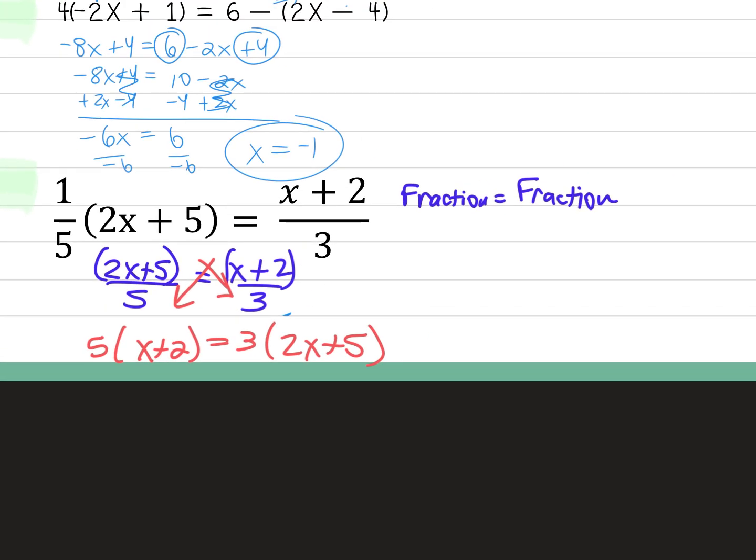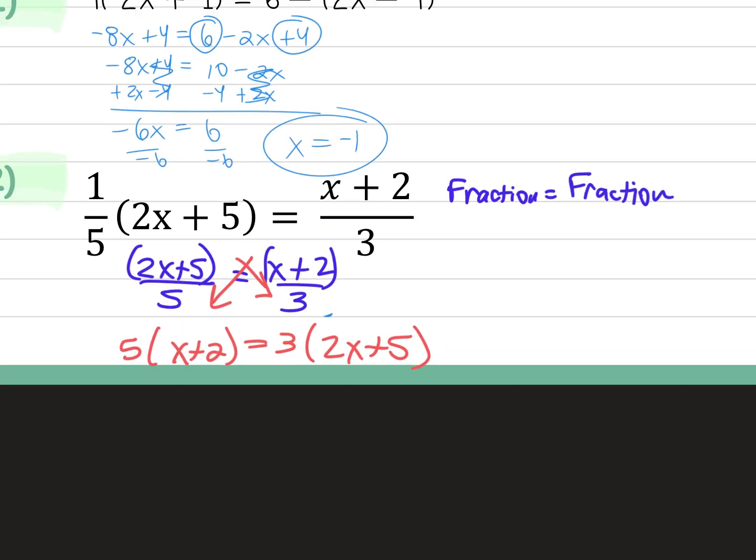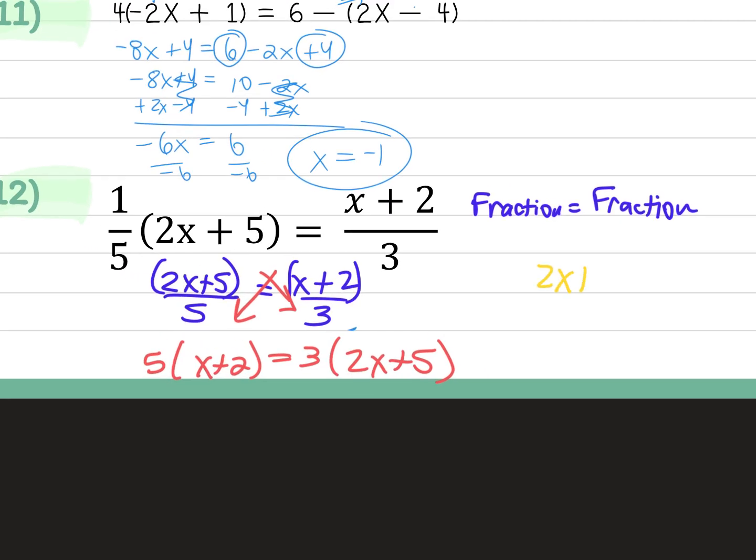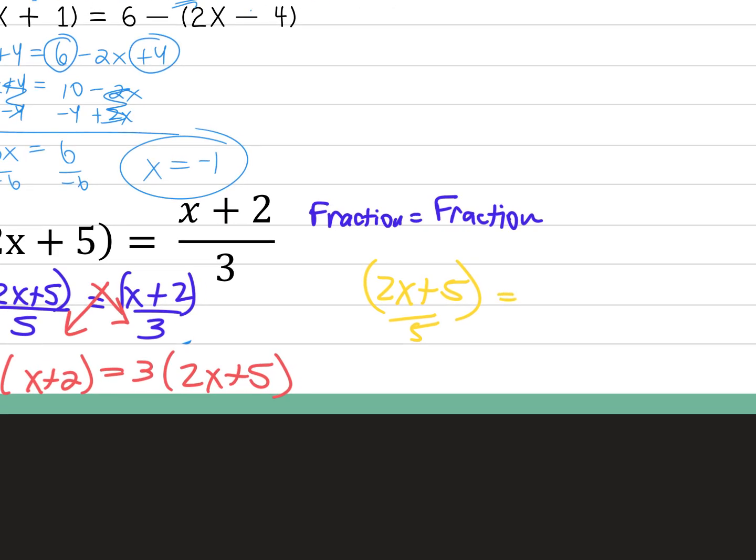Let me show you. If you have 2x plus 5 over 5 equals x plus 2 over 3. On my left-hand side, guys, what would you multiply the left-hand fraction by to get rid of the denominator of 5? Multiply by 5, right? 5 divided by 5 cancels.